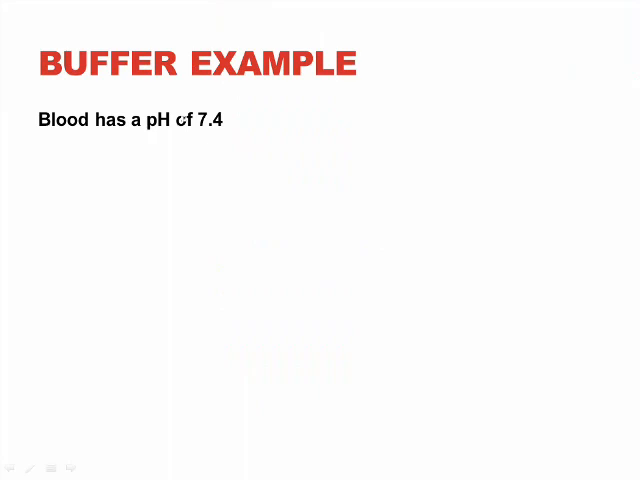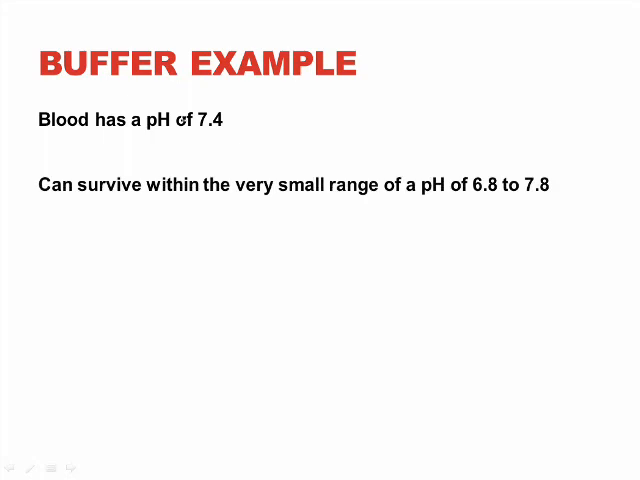An example is in your bloodstream. Your blood has a pH of about 7.4. And you have buffers in your blood and in your cells to keep it around that level. You eat a lot of acidic things. You might have some basic things in your diet, but mostly you eat different acids. And even the process of breathing out creates acidic situations in your blood. But the problem is you can only survive within a very small range of pH, about 6.8 to 7.8. That's not a lot of room to screw around with.